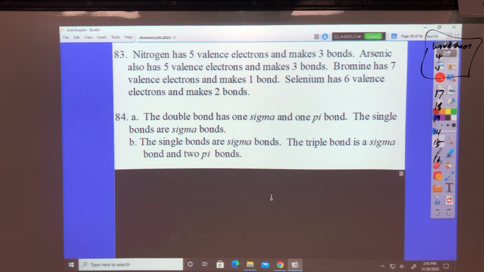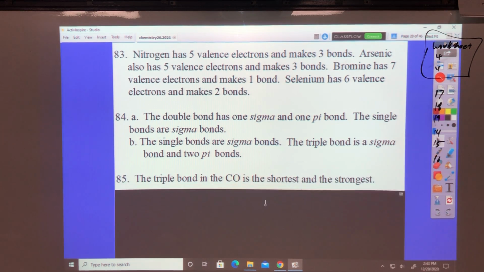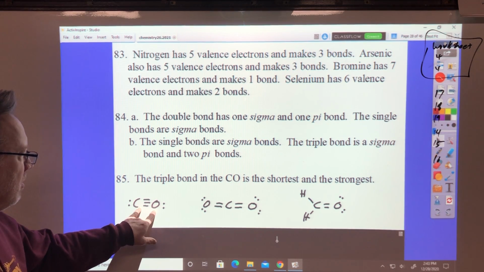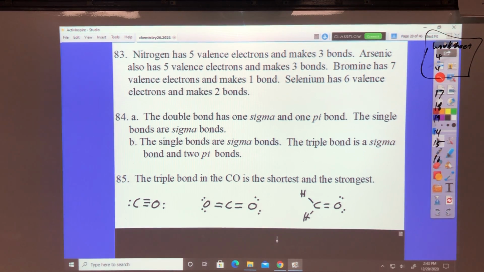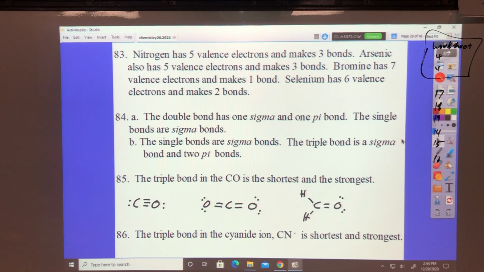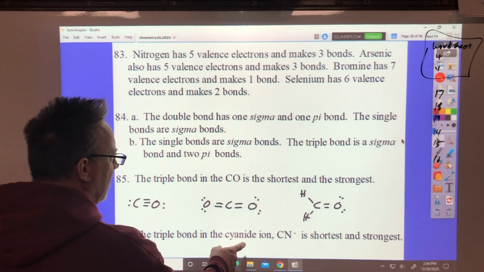85, in the molecules CO, CO2, and CH2O, you have CH2O right above there in A. Which CO bond is the shortest? It's the one with the triple bond. Okay, so it's this one, carbon monoxide. And it is the strongest. 86. Consider the carbon-nitrogen bonds shown below. Which bond is shorter and stronger? It's the triple bond in the cyanide ion.